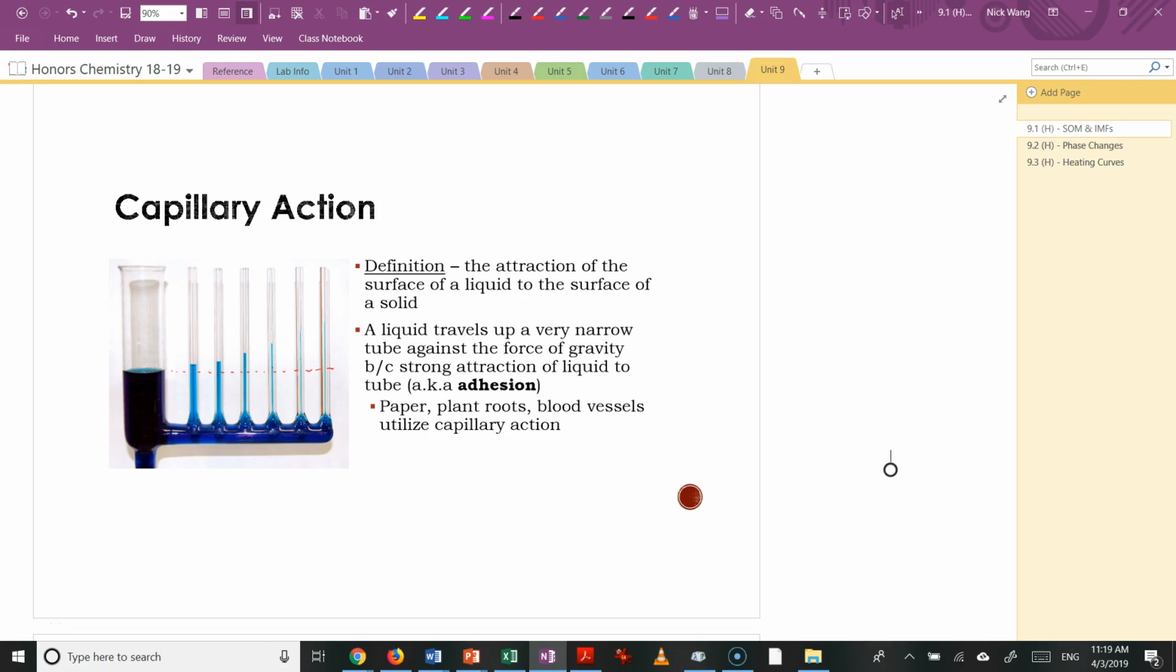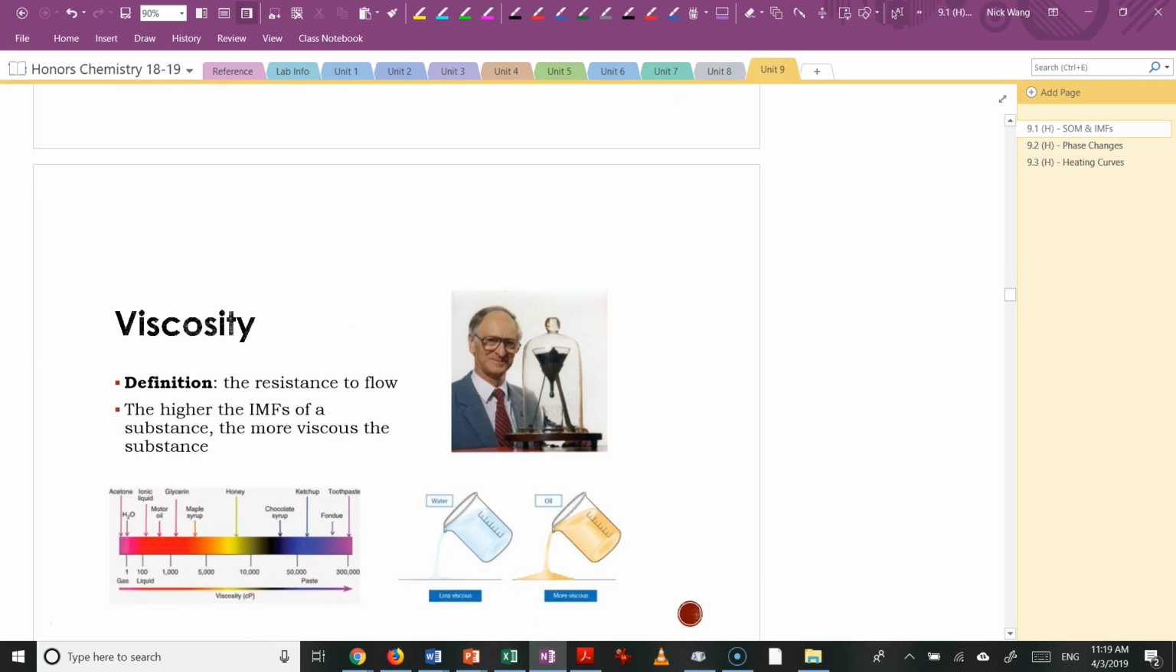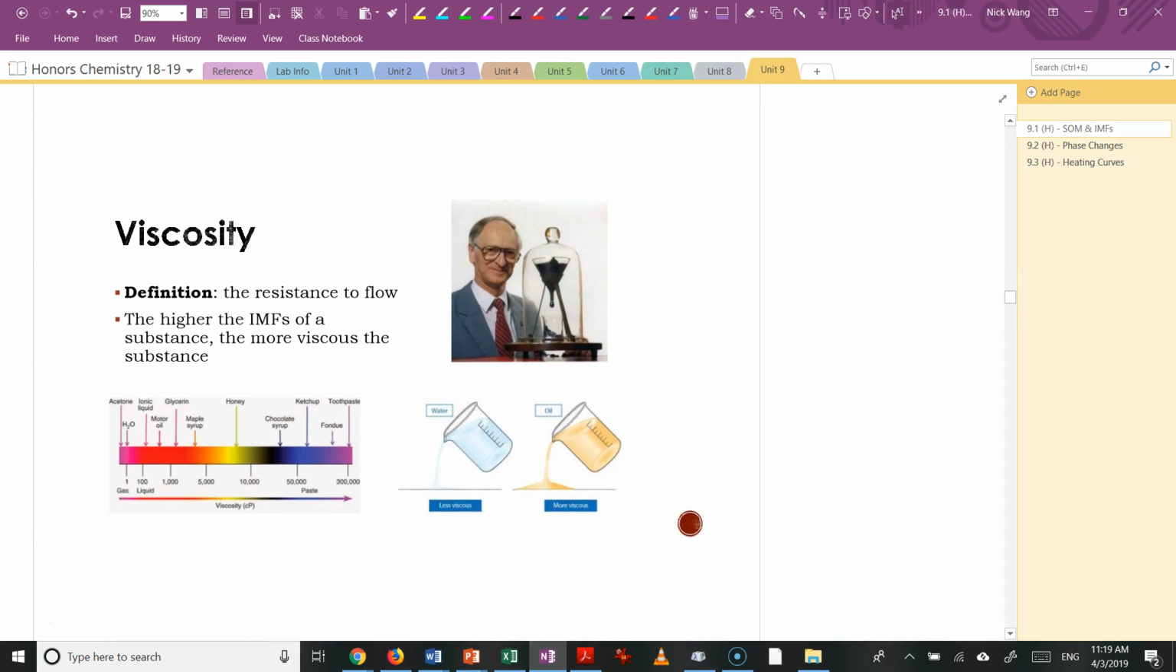Because these water particles are going to be able to attract or be attracted to the surfaces of the glass of the tube, and that draws the liquid up. You can see that paper, for example, plant roots, blood vessels, they all utilize capillary action that allows for there to be a flow, even though gravity might suggest otherwise.